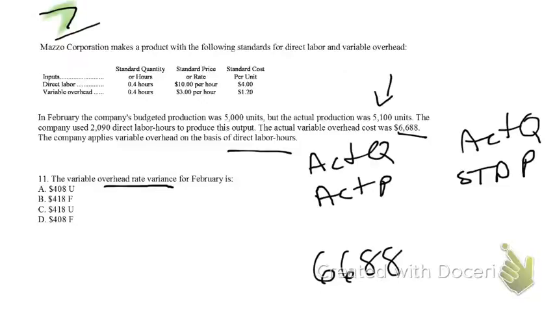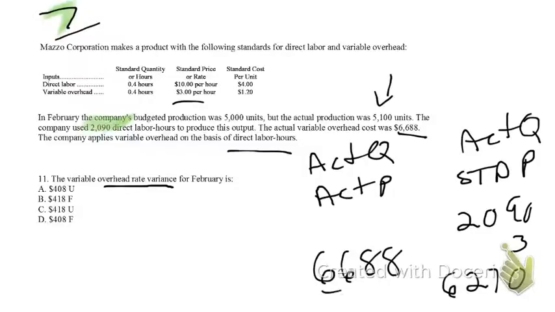Let's make sure here. Oh, the actual quantity, they told us that. I'm sorry. The actual quantity of hours worked was 2,090. Didn't need to figure it out. Sorry about that. And the rate is $3 per hour. So I take the 2,090 times the $3, and I get 6,270.